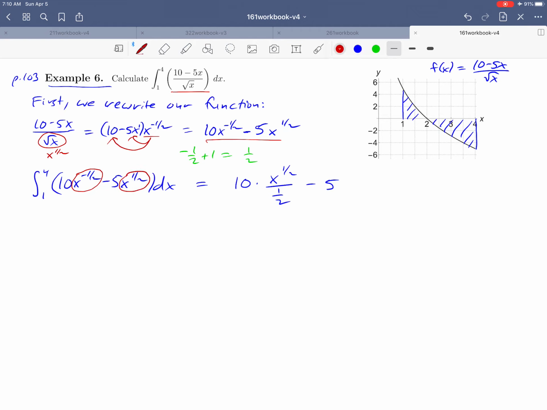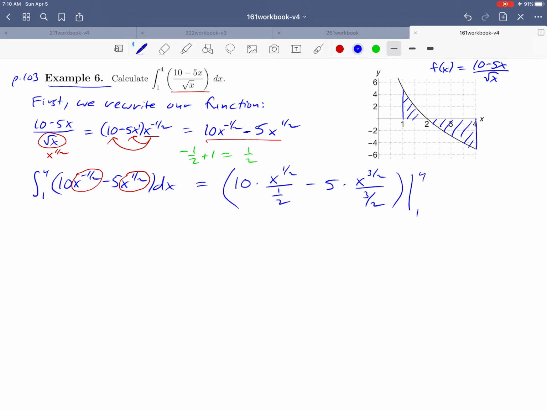Okay, then we come to the next term, minus 5, and now we need an antiderivative for x to the 1/2. So if you take the power of 1/2 and add 1 to it, you're going to get x to the 3/2. Okay, and divide by the new power. There's our antiderivative, and we need to evaluate between 4 and 1.